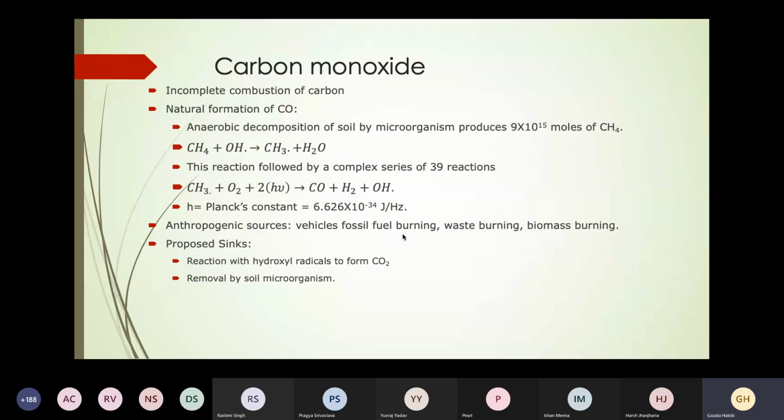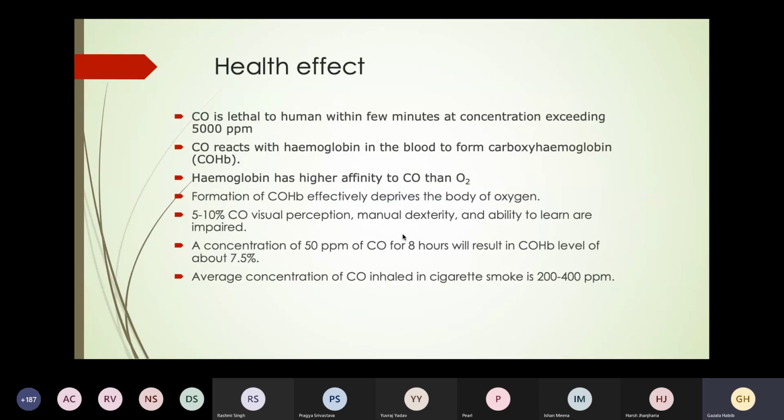The sink of CO, sink means how it gets out from the atmosphere, is reaction with hydroxyl radical to form CO2. That is one thing. Again, there is another reaction where it reacts with OH radical and forms CO2. Then removal by soil microorganisms. So these are the sinks, but in the presence of anthropogenic sources, this sink is not enough to get rid of all the CO in the atmosphere.